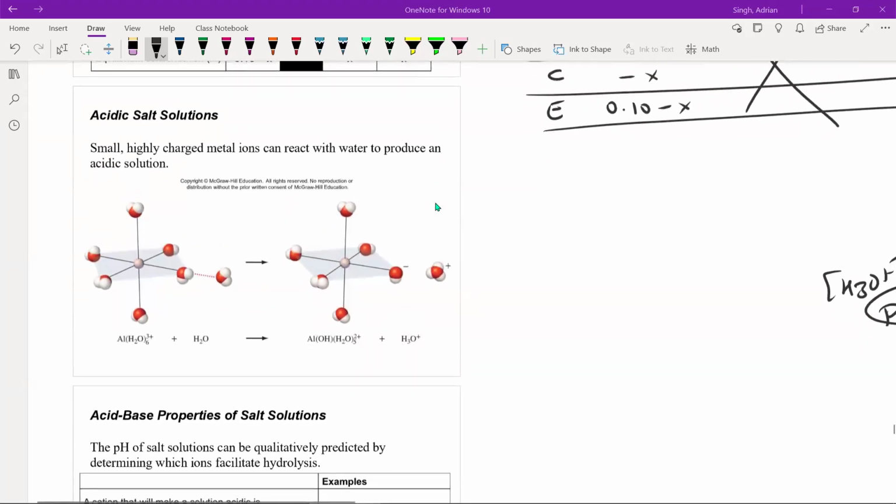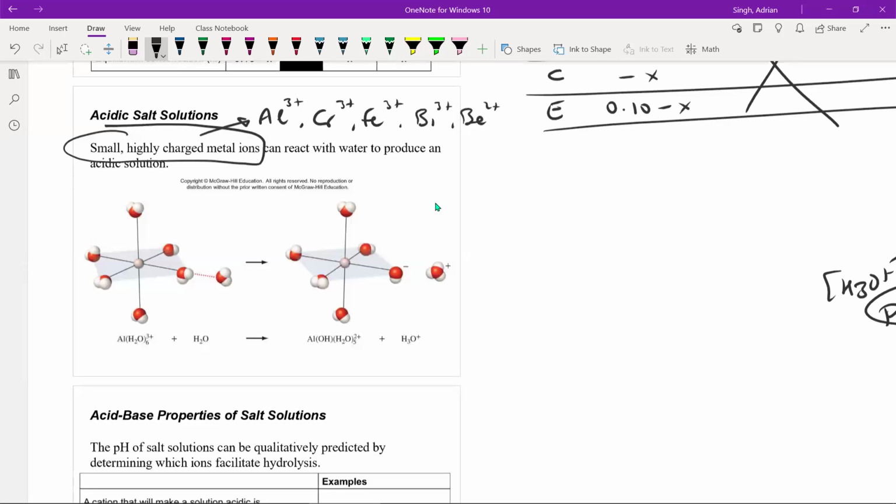There is another important situation that can lead to a salt solution being acidic, and that is if you have a small, highly charged metal ion. These can react with the water to produce an acidic solution. These small, highly charged metal ions typically include ions like aluminum, Al3 plus, chromium, Cr with a 3 plus charge, iron, Fe with a 3 plus charge, bismuth, Bi, the 3 plus charge, and also beryllium, the 2 plus.